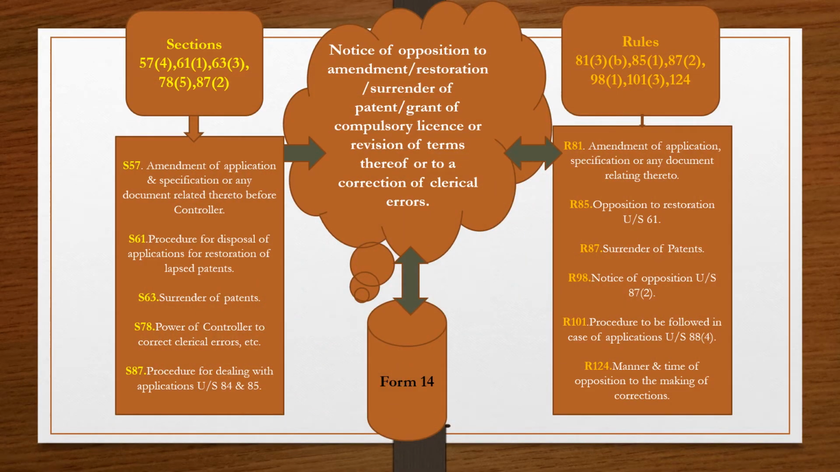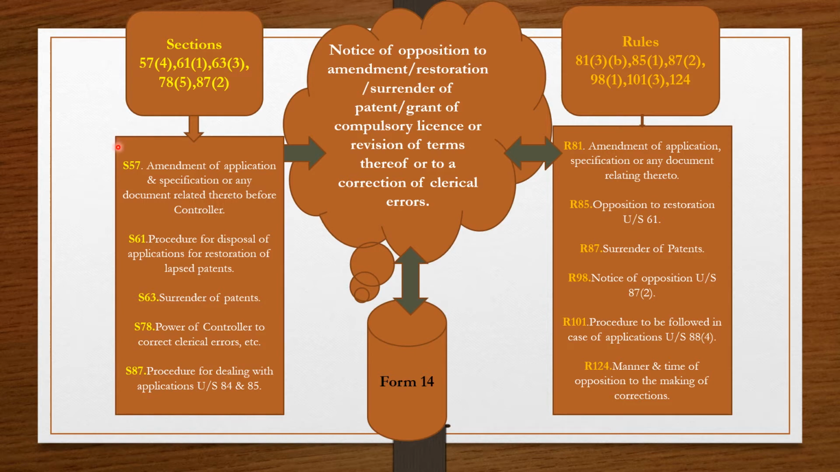The title is Notice of Opposition to Amendment or Restoration or Surrender of Patent or Grant of Compulsory License or Revision of Terms thereof or to a correction of clerical errors. All these things are included in form 14. It is a lengthy title, and the number of related sections and rules is also large. The related sections are 57, 61, 63, 78 and 87, and the related rules are 81, 85, 87, 98, 101 and 124.